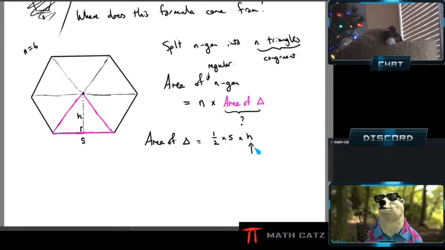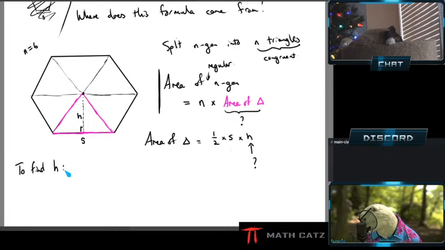So now I'm systematically figuring out what I really need to know to finish this area of my regular n-gon. Well, it's n times the area of a triangle. So what I really need to find is the area of a triangle. Area of a triangle is a half times the side length S times height. So what I really need to find is the height H. Well, that's not going to be a one-step process.